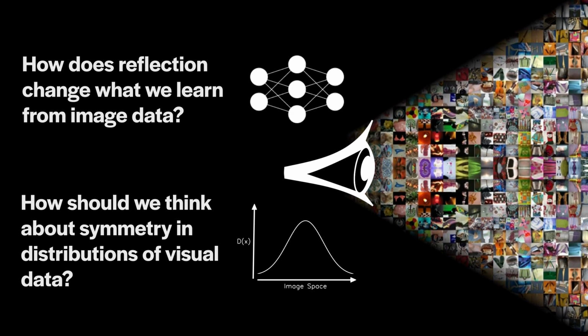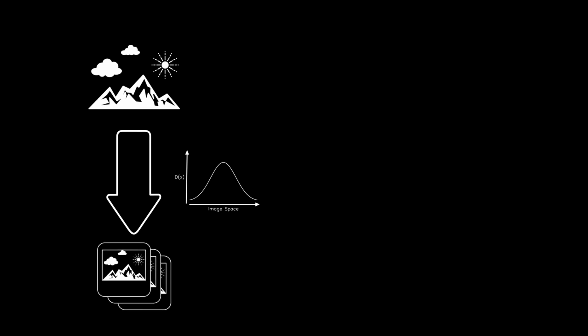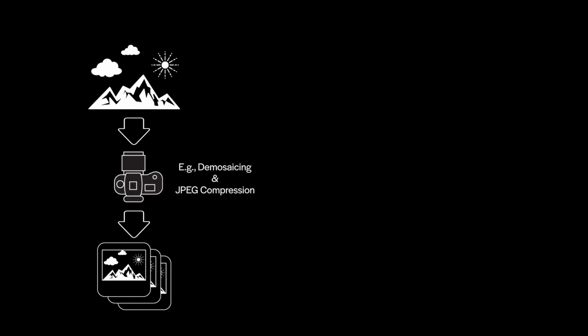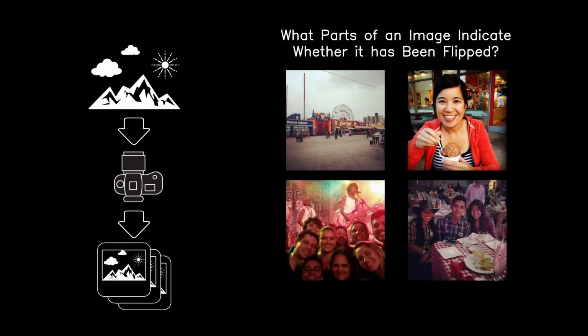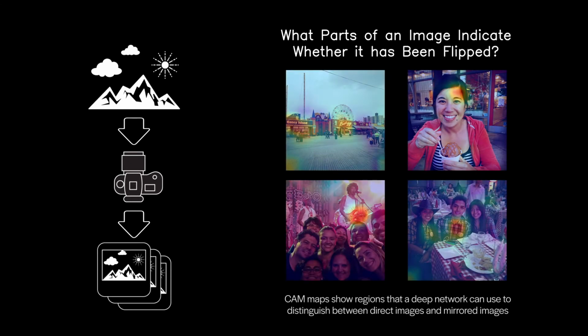We use theoretical analysis and learning experiments to analyze symmetry in both distributions of visual content and in algorithms which process that content. Then building on this analysis, we show how to discover and visualize reflectional asymmetries in distributions of real-world data.